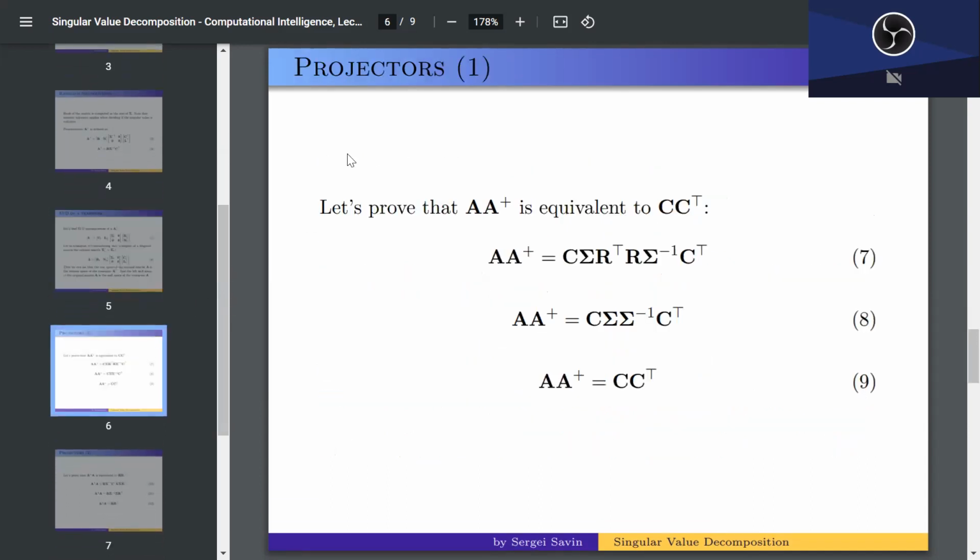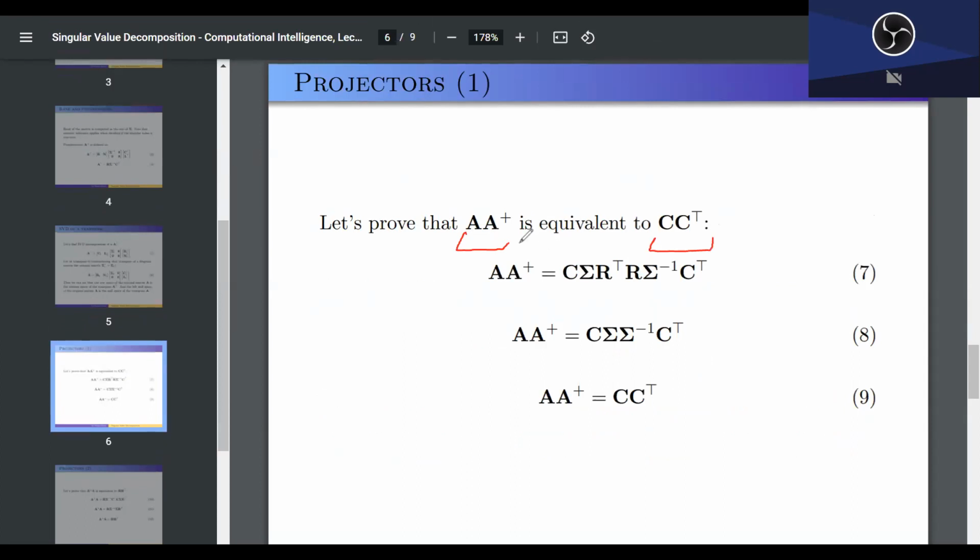Now, let's just prove a few interesting facts. First of all, let's prove that this is the same as this. How do we do it? Well, we remember what A is, right? A is C sigma R transposed. And A pseudo inverse is equal to R sigma minus 1 C transposed. We just had it on the previous slides.